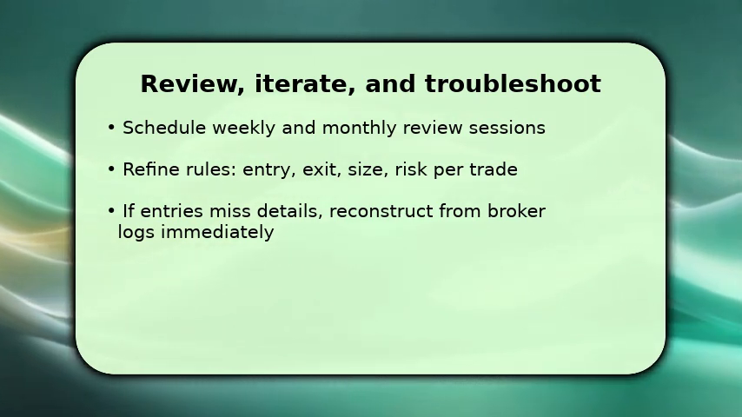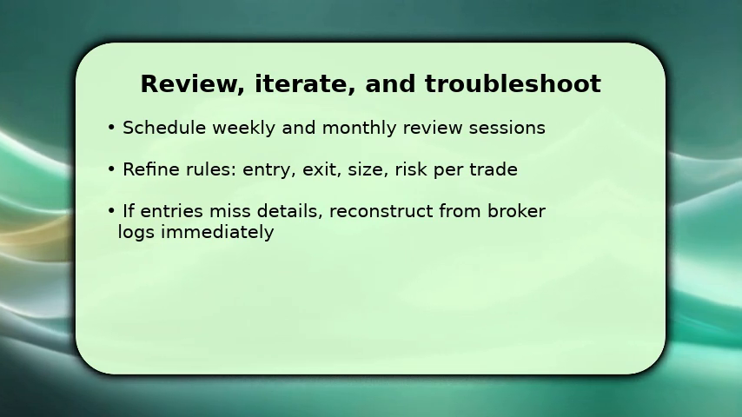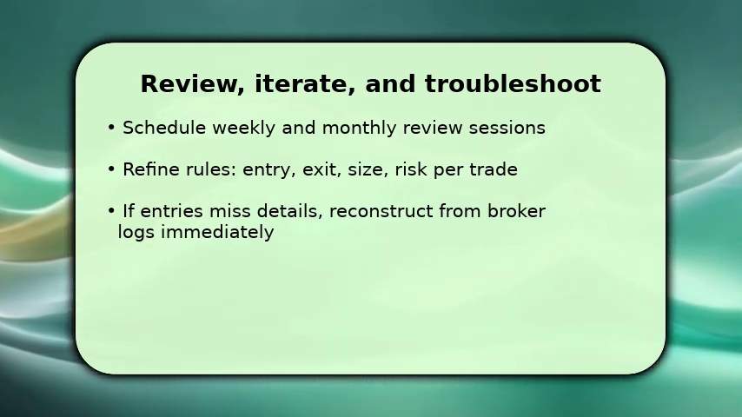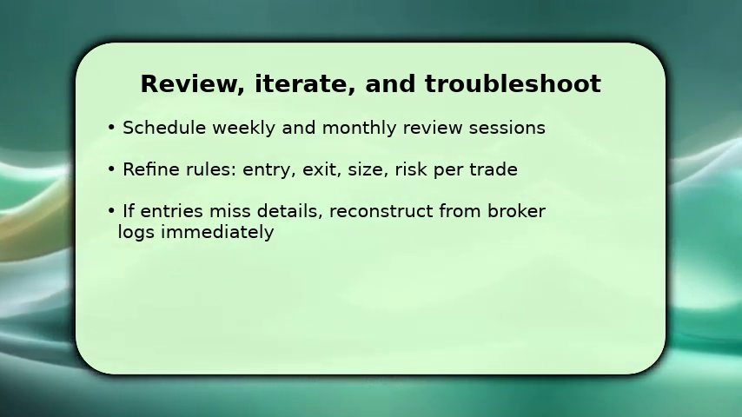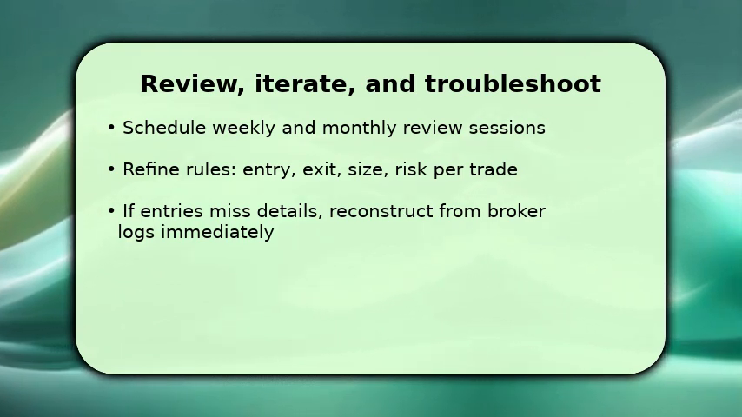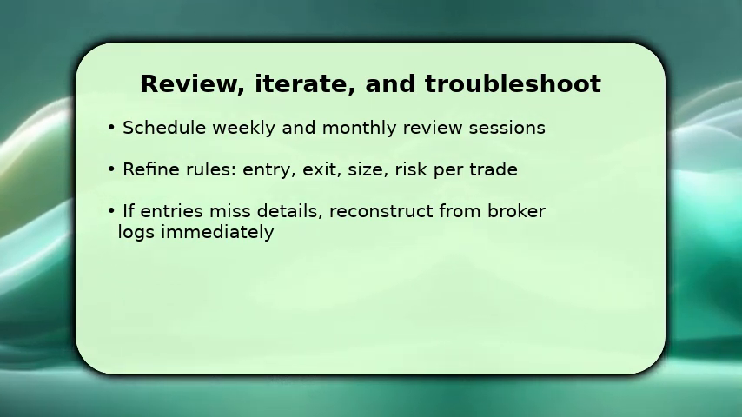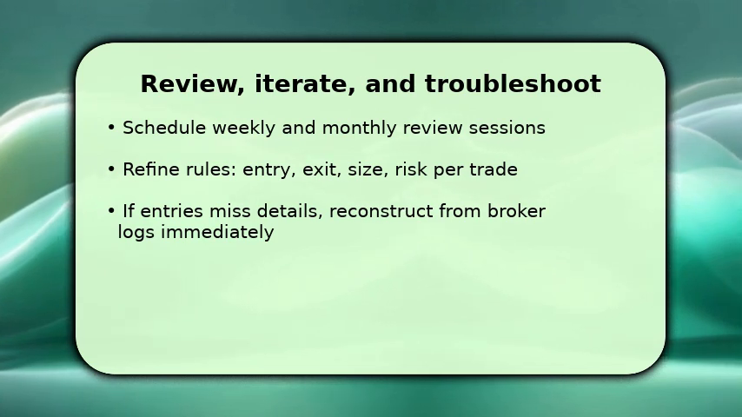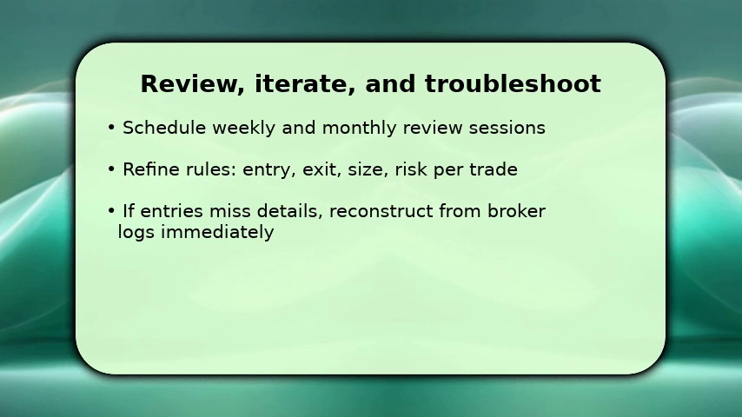You want improvement loops, so pick one metric to change per month. If you find missing or inconsistent entries, reconstruct them from broker logs and screenshots right away. That troubleshooting step prevents blind spots. Keep the journal simple enough to maintain, but detailed enough to learn from each trade.